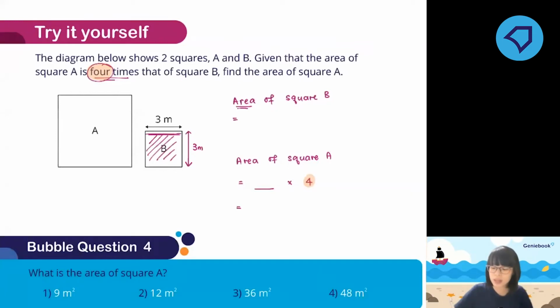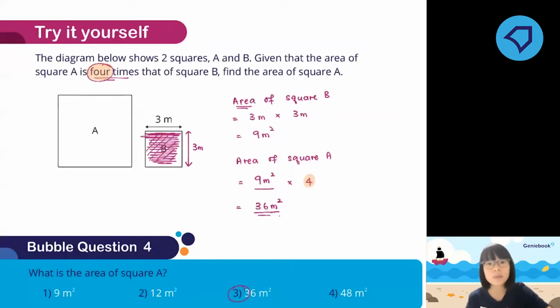So imagine this string over here. I'm going to drag it all the way down. So it is 3 meters multiplied by 3 meters, and that will give me 9 meters squared. If the area of square B is 9 meters squared, the area of square A is 4 times that of square B. So I need to take 9 meters squared multiplied by 4, and that will give us 36 meters squared. So the answer would be option number 3, not option number 4.